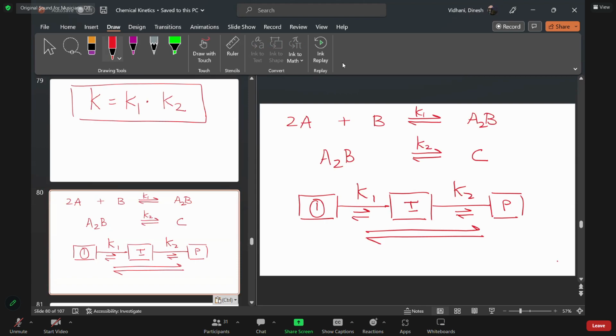Now, suppose for the first one, the equilibrium constant, I'll give you those numbers. That's going to be 0.014 per molar. And for the second one, it is, say, for example, 7.2. In this case, you don't have any units because you have molar on the left, molar on the right for the second one, so they will cancel out. Can you find me the overall equilibrium constant for this reaction?